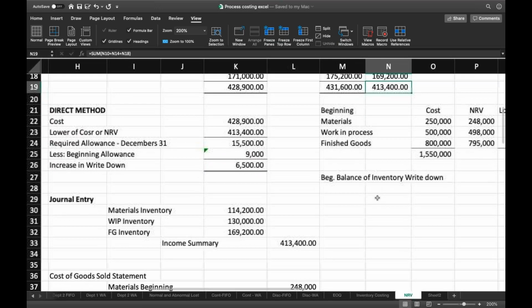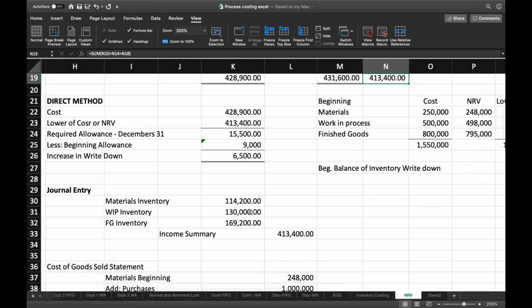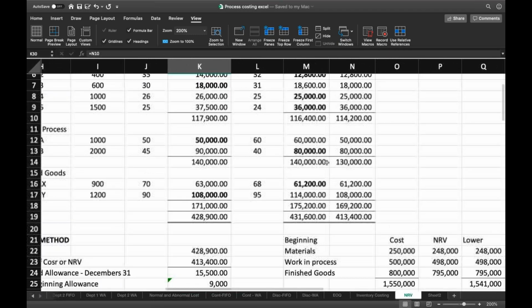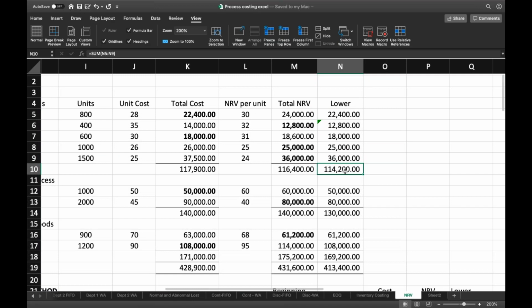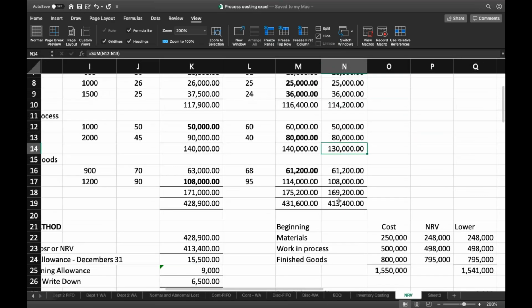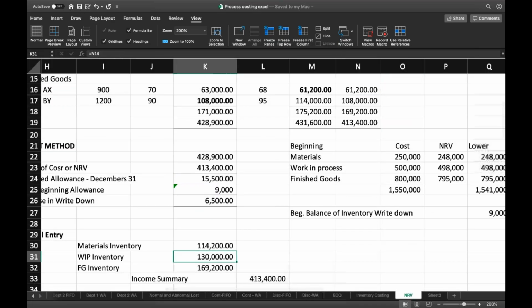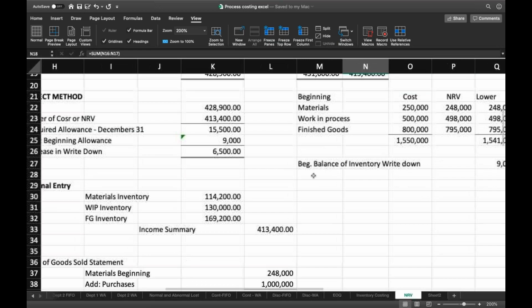Okay, let me just show you saan nanggaling yung mga amount. 114, the lower. 130. 169.